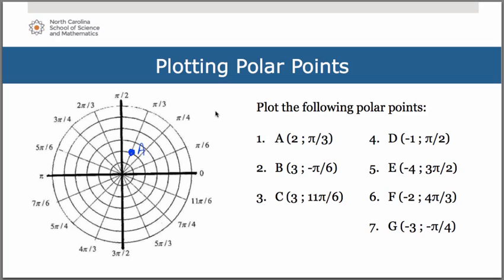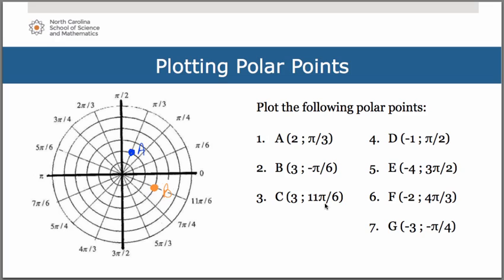Our next point, B, is (3, negative pi over 6). Once again, let's do the angle first, so we know we need to go down. Negative pi over 6 lies in the same location as 11 pi over 6, and we're simply going to go 3 circles out now from the pole. 1, 2, 3. So it lies right here.